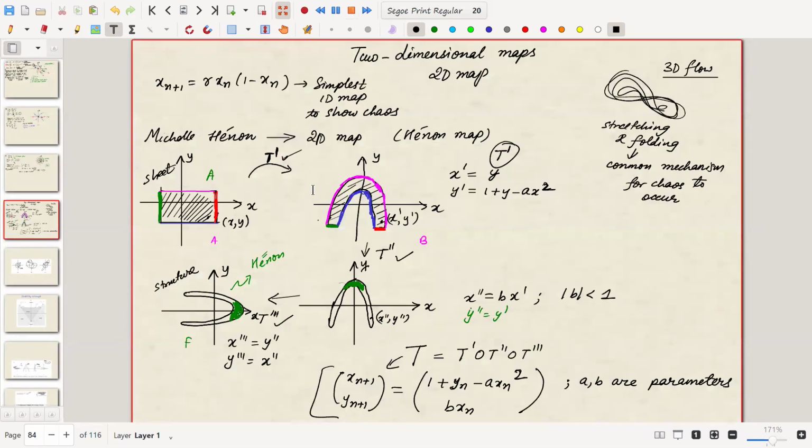So here we begin. What is the Henon map? The Henon map is a two-dimensional map. As we saw earlier in the lecture, the simplest 1D logistic map shows chaos.